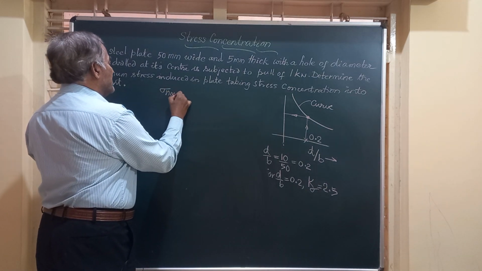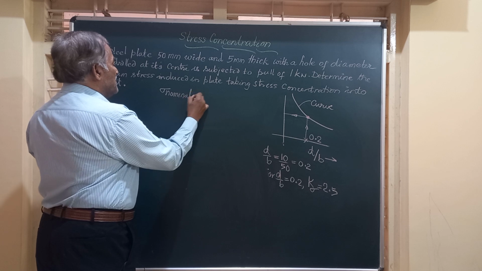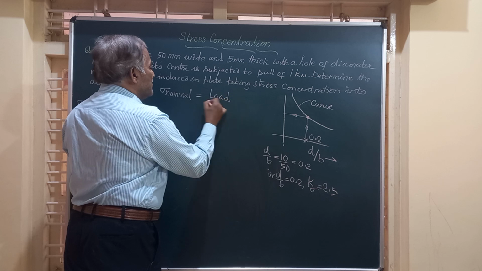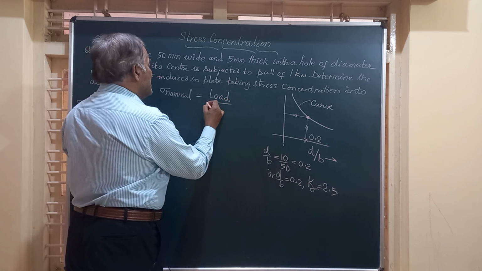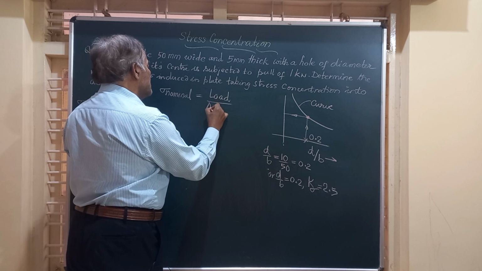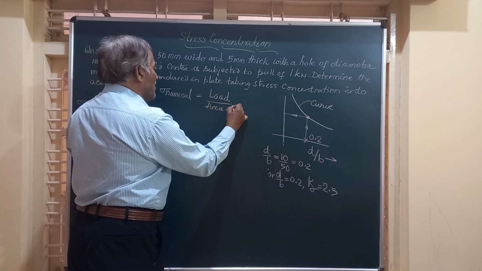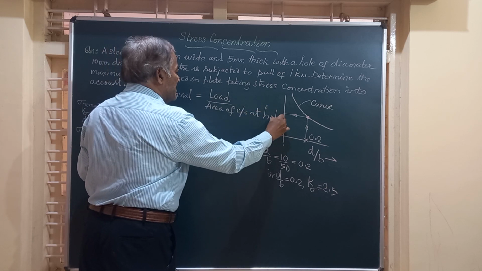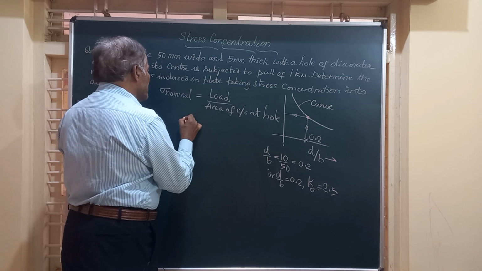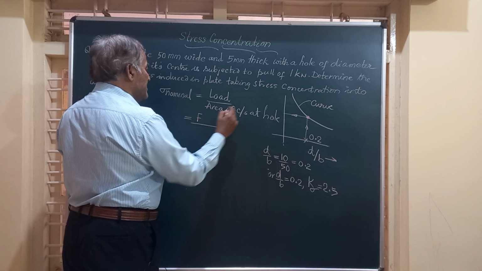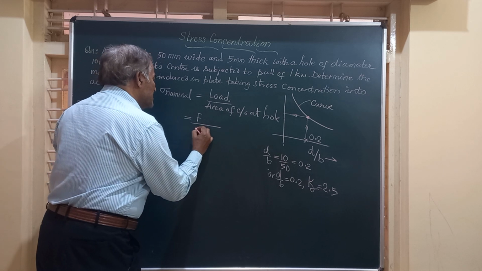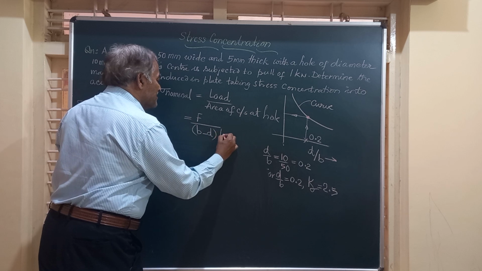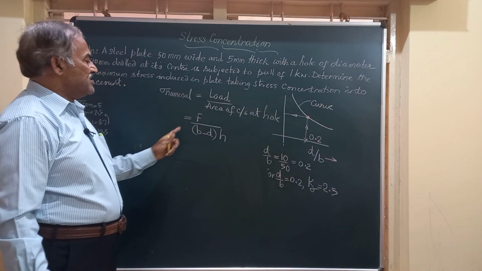Friends, sigma nominal, that is nominal stress, is equal to the load divided by the area of cross section. Area of cross section at the hole. It is along the cross section of that. So this is given by F divided by area of cross section. The total width is B, we have taken minus D. B minus D into H is the area of cross section of the plate.